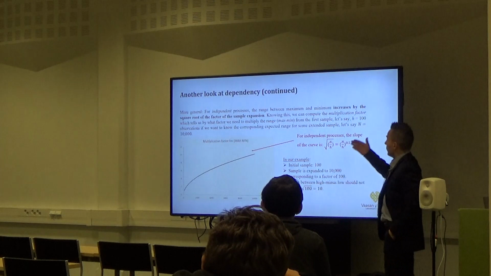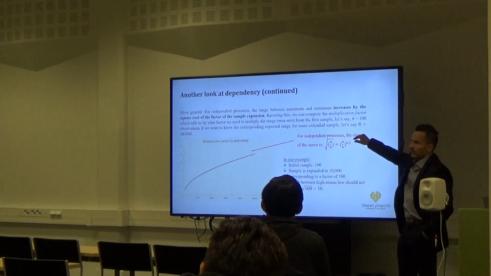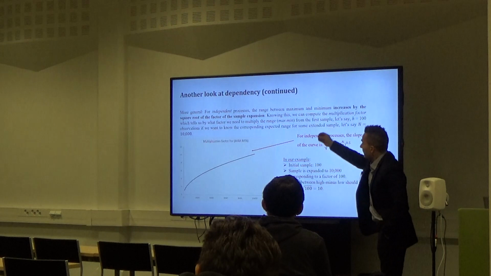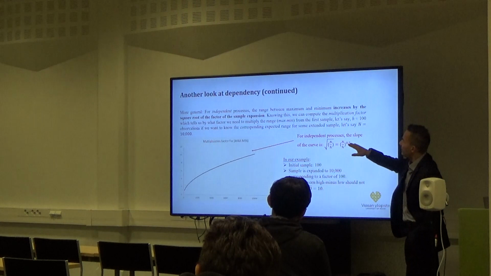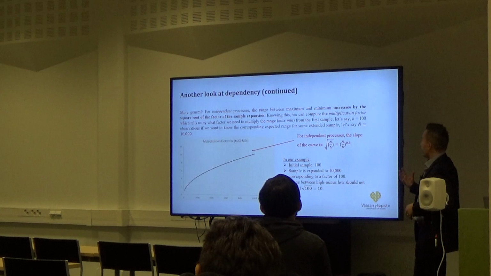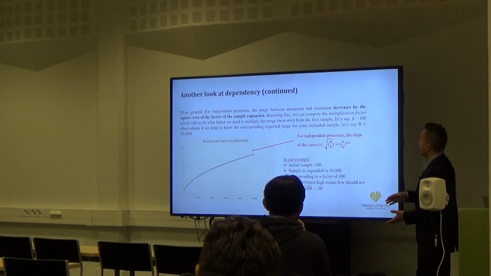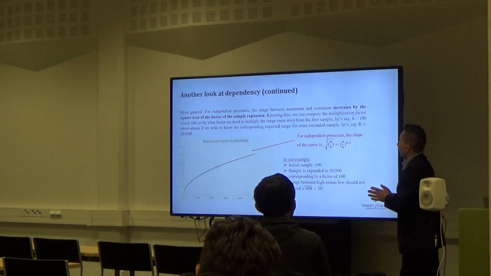So now we can make it more general. I changed the description slightly here, so I might upload the changed slides on Moodle later on. For independent processes, the range between maximum and minimum increases by the square root of the factor of the sample expansion. Knowing this, we can compute the multiplication factor, which tells us by what factor we need to multiply the range, maximum and minimum, from the first part of the sample, let's say the first 100 observations, if you want to know the corresponding expected range for the extended sample, let's say if I extend the sample from 100 to 10,000 observations.